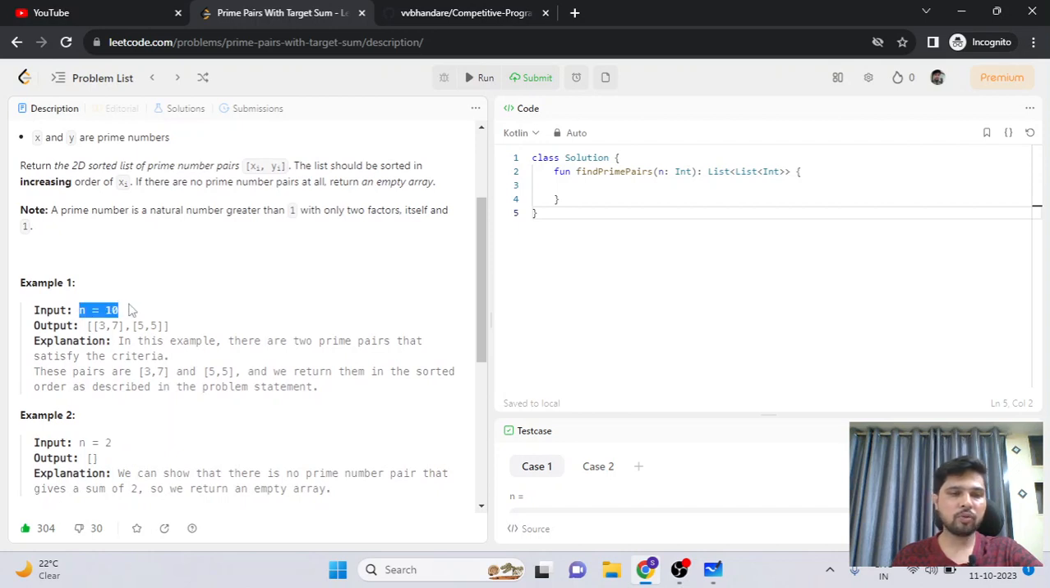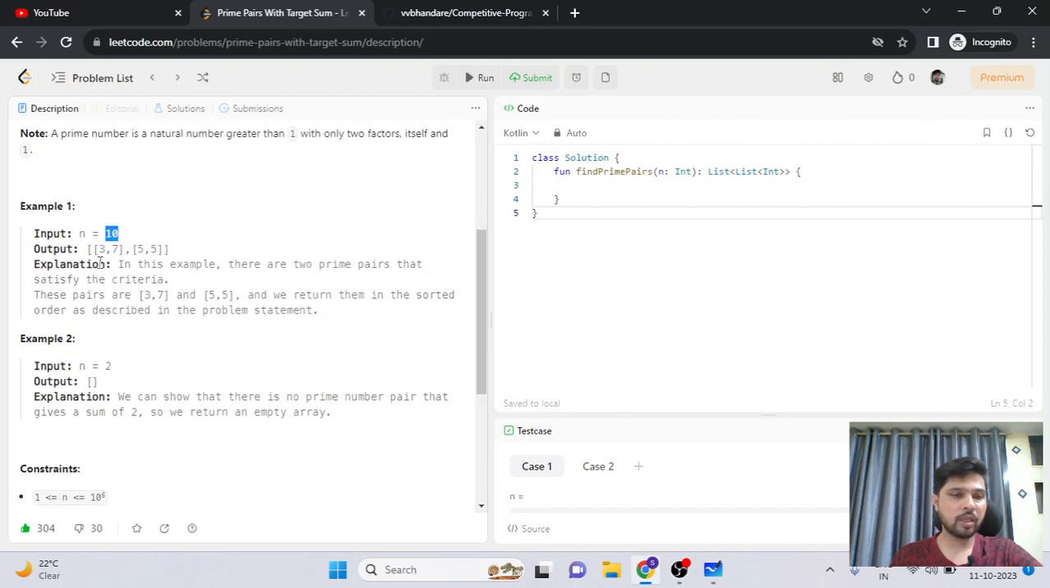So if I just want to simplify the problem with an example, let's say we are given an input number n. What we have to do is find the pairs of prime numbers in such a way that when you sum up those two numbers, that pair gives you the n value.